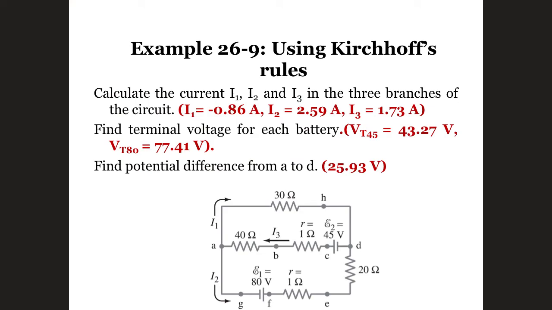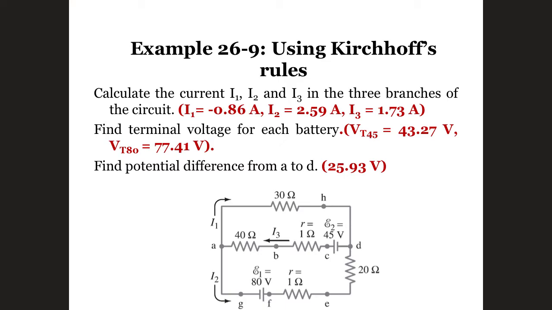Okay, so let's start with this question. Let's practice with this question. The question here asks you to find currents I1, I2, and I3. The reason you need to find the three currents is because this arrangement is parallel, so definitely you have different values of current. After that you need to find the terminal voltage for each battery.